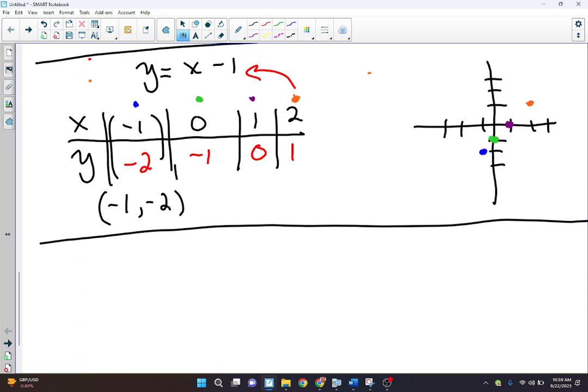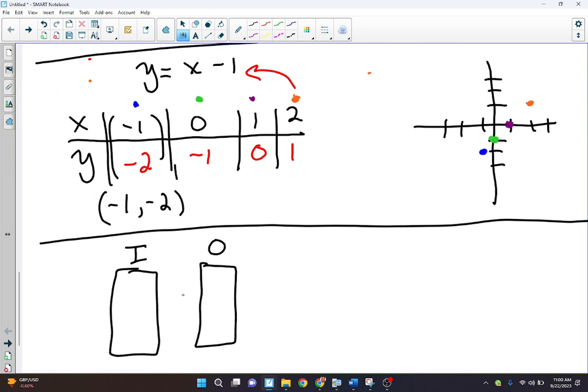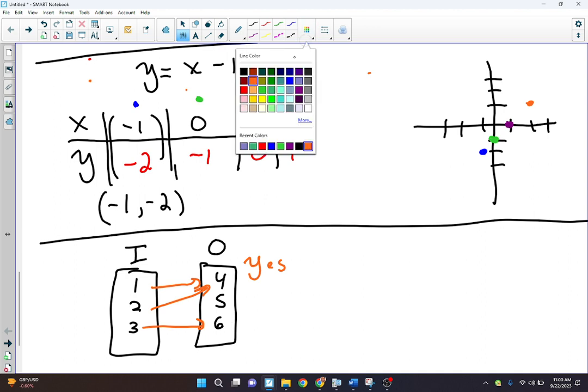Last one is a function question. Is it a function or not? So in this situation, I'll probably give you a list of inputs and outputs. So if you have 1, 2, 3, and this is like 4, 5, 6. Remember, the rule for inputs and outputs is this. Every input only has one output. So 1 goes to 4, 2 goes to 4, 3 goes to 6. In this situation, it is still a function. Every input has one output.